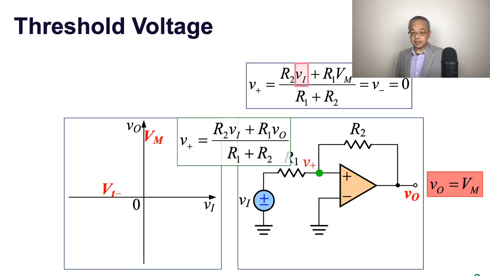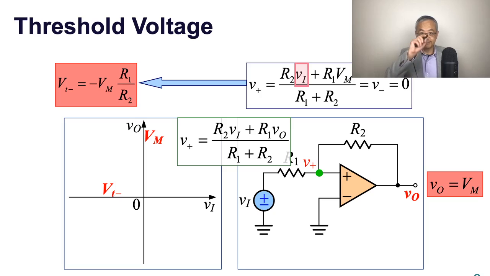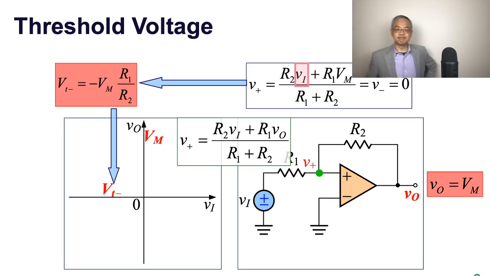So you solve for VI, which tells you negative V capital M times R1 divided by R2, a negative value. So the first threshold voltage now is solved.